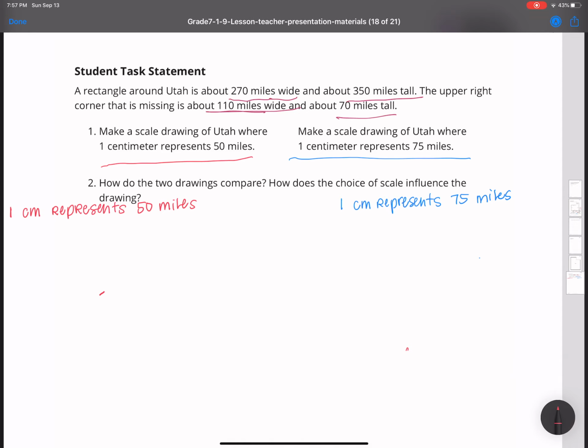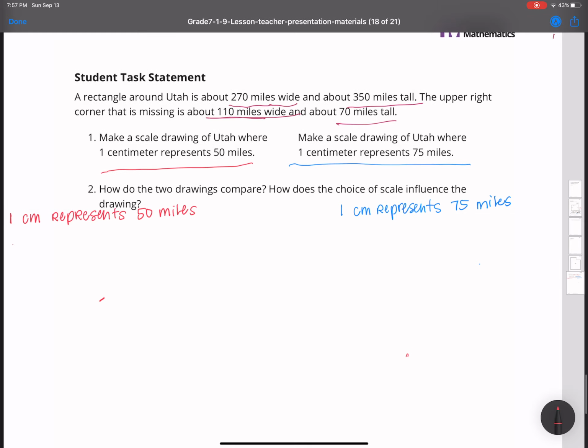All right, I want to convert my measurements, or my dimensions, of Utah. How I'm going to do that is divide the measurements by 50, which should give me the centimeter measurements for my scale drawing. So I'm going to start off with 270 divided by 50, 350 divided by 50, 110 divided by 50, 70 divided by 50.